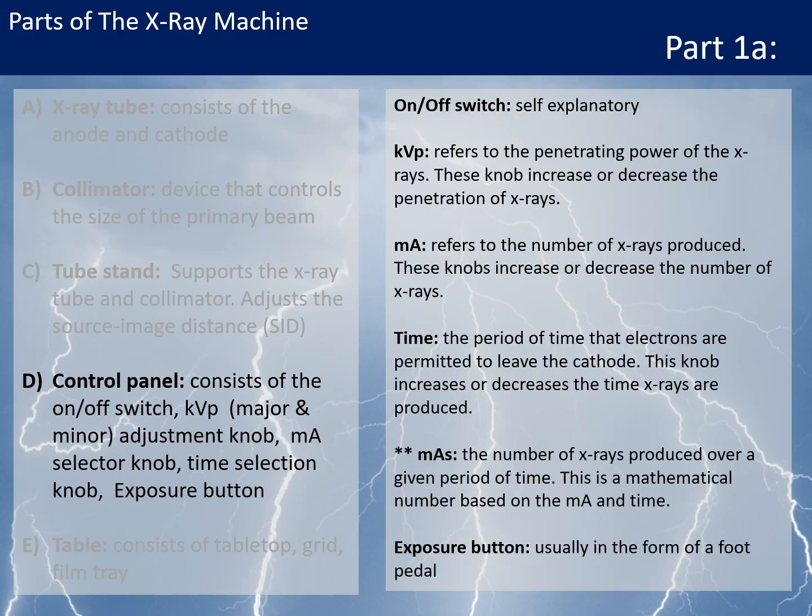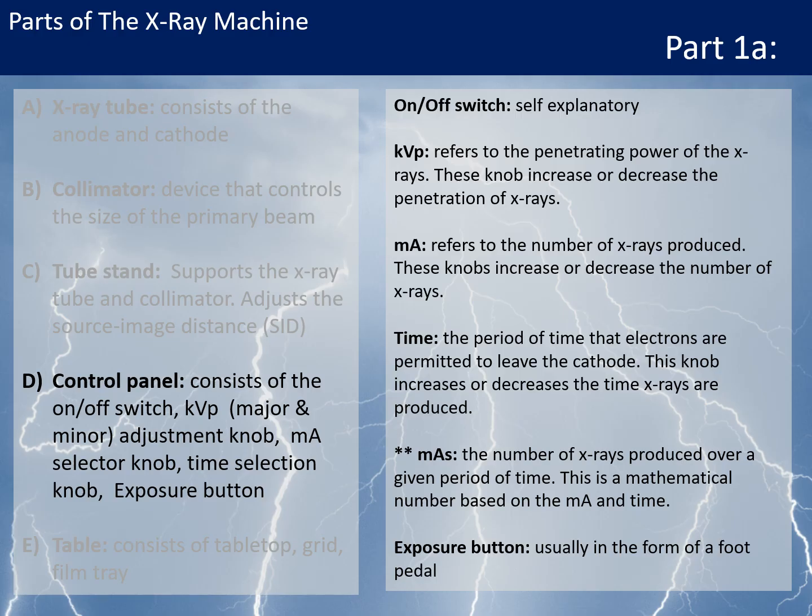The control panel has an off-on switch, which is self-explanatory. KVP refers to the penetrating power of the X-rays. These knobs increase or decrease the penetration of the X-rays. MA refers to the number of X-rays produced. These knobs increase or decrease the numbers of X-rays.